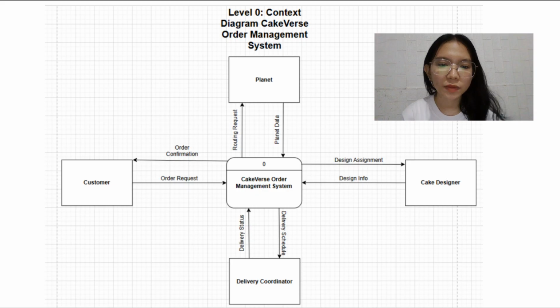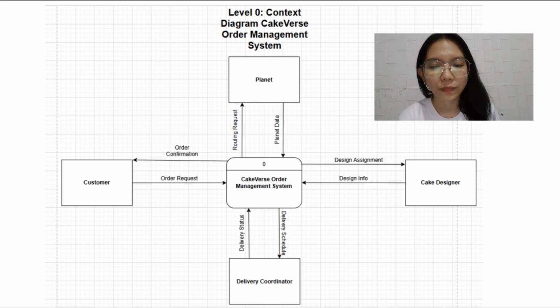The planet receives a routing request from the system. This routing request is to find the routes for delivery. And the planet sends panel data, or information that the system can use. Once the system gets all of this, it coordinates with the delivery coordinator. The delivery coordinator requests or gets the delivery schedule from the system, where and when to deliver the order.